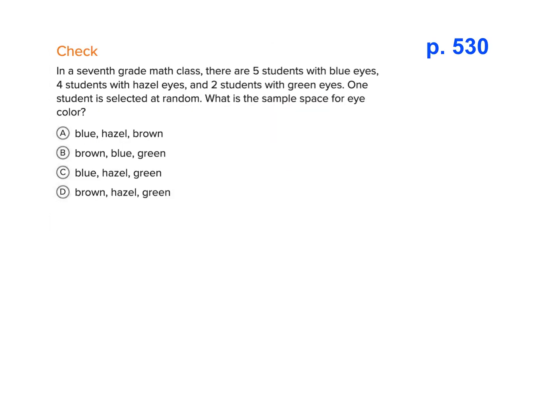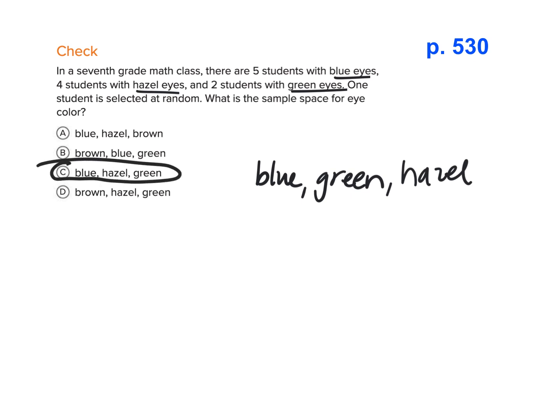All right, on page 530, let's try the check. Go ahead, read through it, and write down what you think is the sample space. All right, so there are 5 students with blue eyes, some with hazel eyes, and some with green eyes. I just need to list blue, green, and hazel. I don't need to list blue 5 times or hazel 5 times. So you just need blue, green, and hazel, which is letter C. The order doesn't matter either.